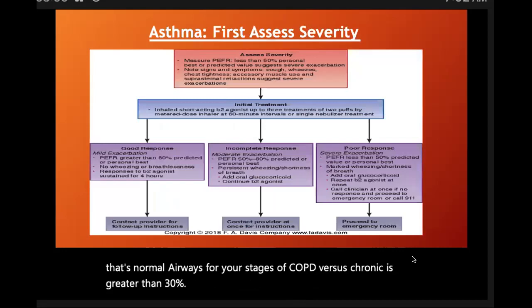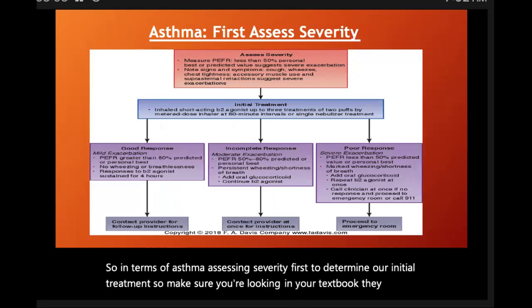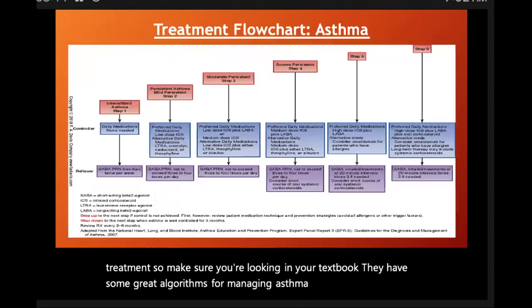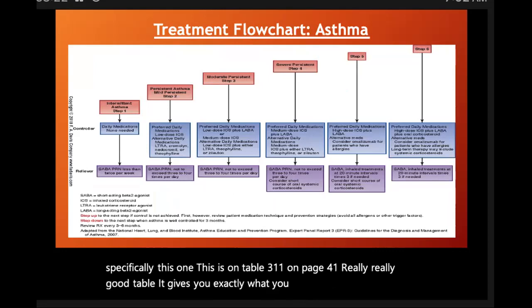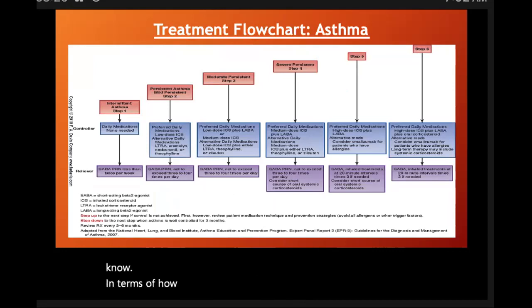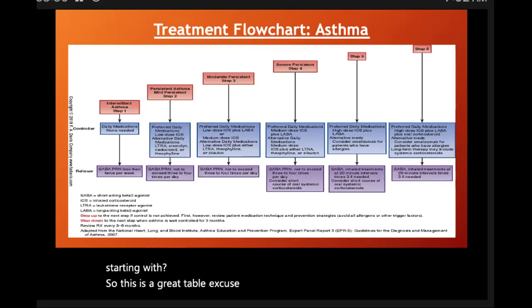Okay. So in terms of asthma, we're assessing severity first to determine our initial treatment. So make sure you're looking in your textbook. They have some great algorithms for managing asthma. I love their algorithms, specifically this one. This is on table 31.1 on page 401. Really, really good table. It gives you exactly what you need to know in terms of how you treat, okay? So you're going from your step 1, steps 2, and where do you start with inhalers, right? What are you starting with? So this is a great table, excuse me, to give you your guidelines in terms of treating.